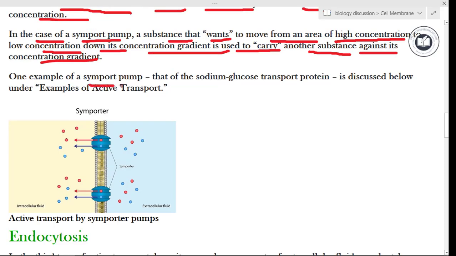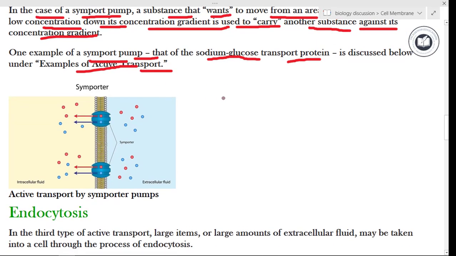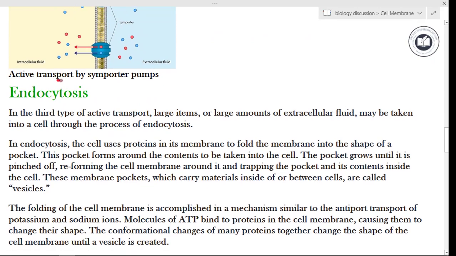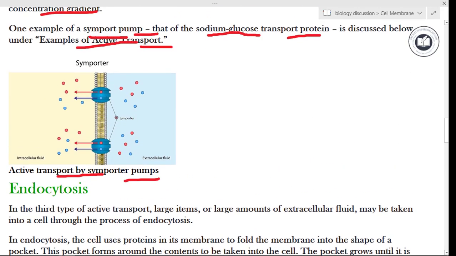One example of a symport pump is the sodium glucose transport protein. It is discussed under examples of active transport, and all these examples we will be seeing in a further class. Active transport by symport pumps: you can see here these are the symporters, where two molecules are moving at a time.